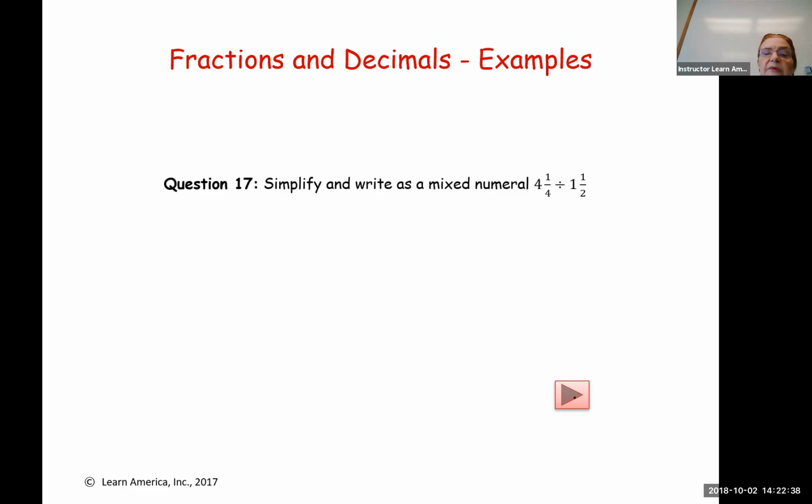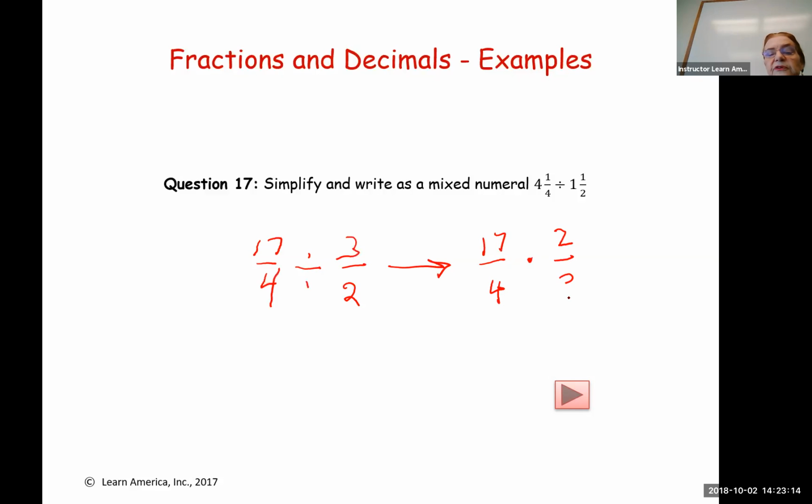Taking a look at the next problem, simplify and write as a mixed numeral. We have 4 1/4 divided by 1 1/2. Again, it's going to be much easier to work with these if you treat them in terms of common fractions. So the first one, we're going to have 16 plus 1, 17/4. Okay, and then divided by 1 1/2. So this is 17/4 divided by 3 halves, which is the same as 17/4 multiplied by 2/3.